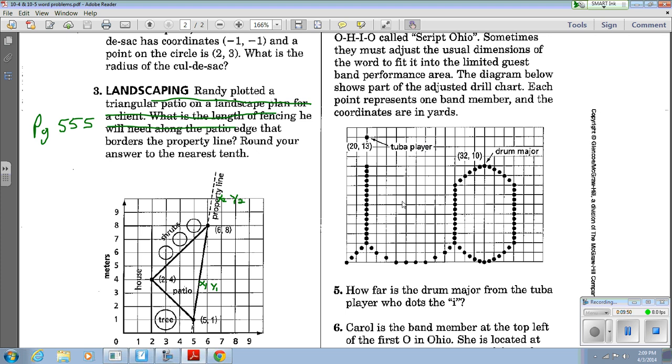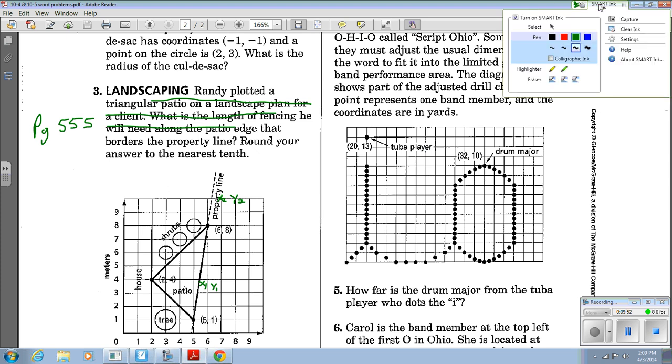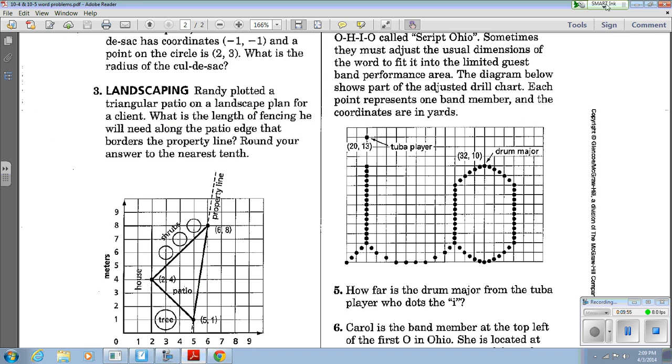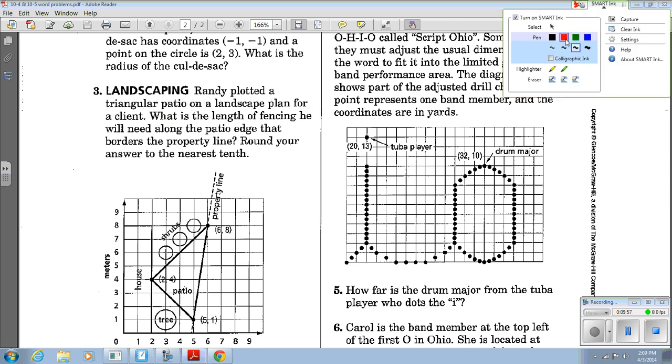All right, you've done 2 word problems already using the distance formula. So let me clear ink off of the page. So now we have, oh, I got to use red. It's Ohio State. Got to use red.